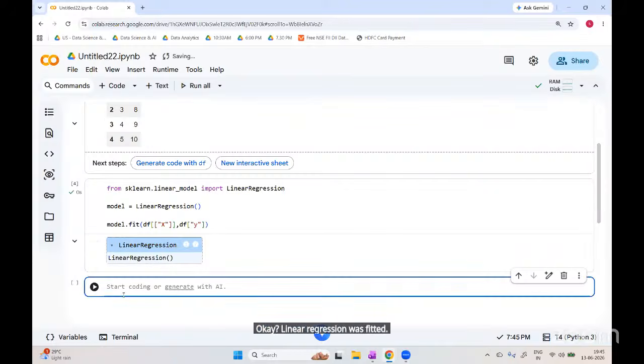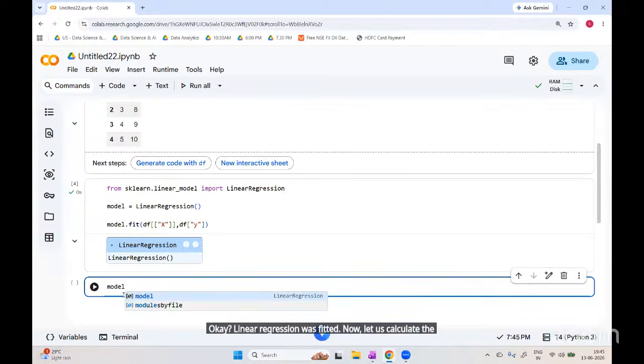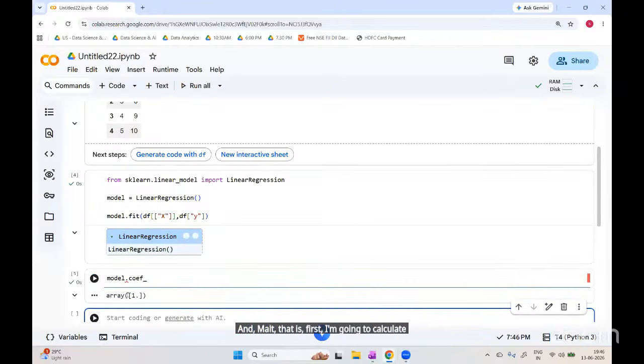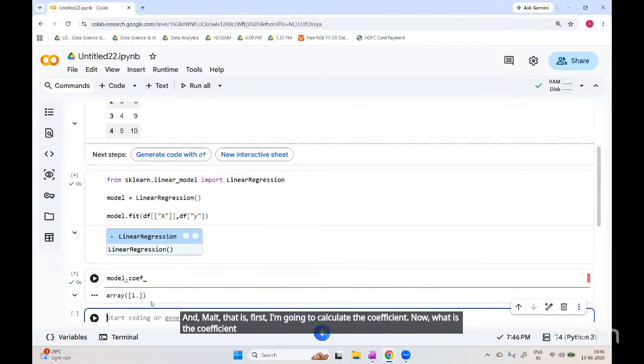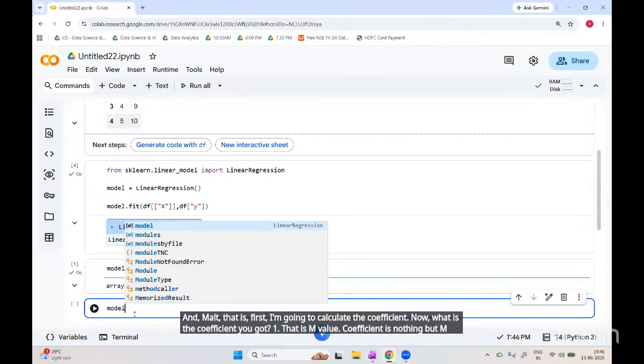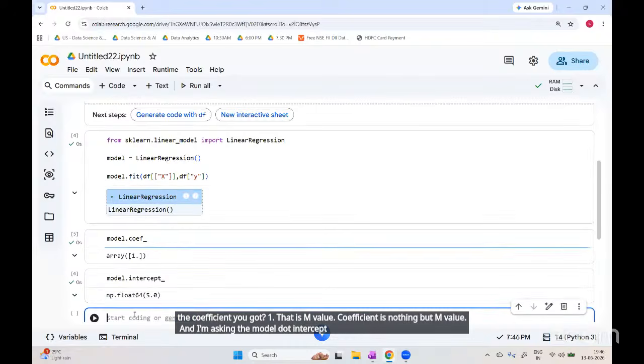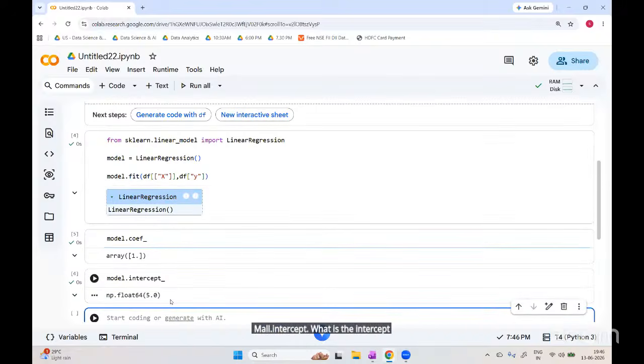Now let us calculate the model dot. First one is nothing but slope. First I'm going to calculate the coefficient, model.coef_. Now what is the coefficient you got? 1. That is m value. Coefficient is nothing but m value. And I'm asking model.intercept_. What is the intercept value? 5. This is 1. This is 5.